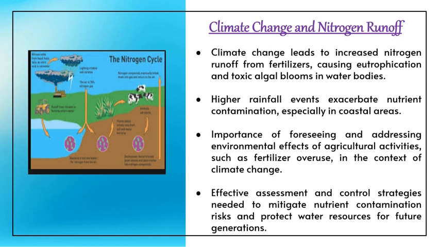Last but not least, Article 3 examines the impact of climate change on nitrogen runoff from agricultural fertilizers, leading to eutrophication and toxic algal blooms in water bodies. The study predicts significant increases in nitrogen runoff due to climate change-induced higher rainfall events, posing a serious threat to ecosystem health and water quality, particularly in coastal areas already affected by nutrient contamination.